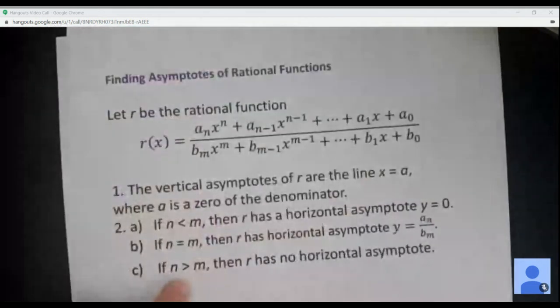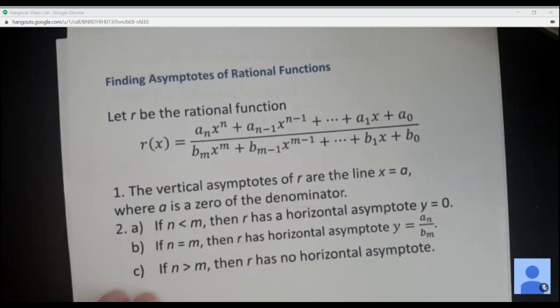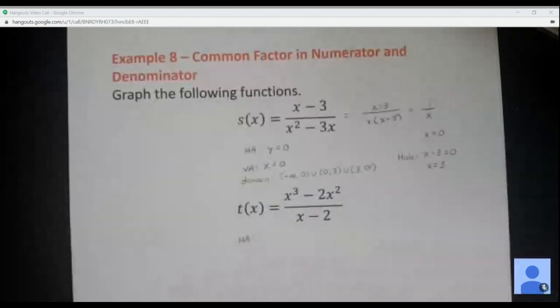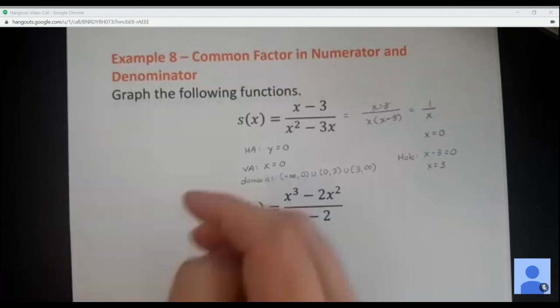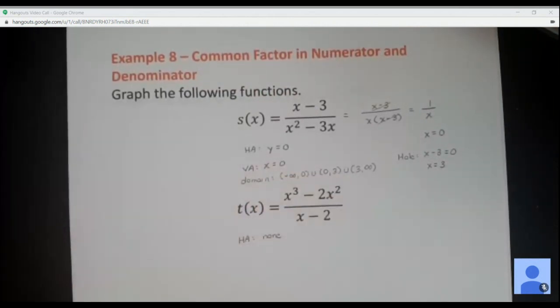That's actually the C case down here, which tells us then that there is no horizontal asymptote. Okay, so since the degree of the numerator is bigger than the degree in the denominator, we're not going to have a horizontal asymptote this time, and so we can just say none. Any questions on that?